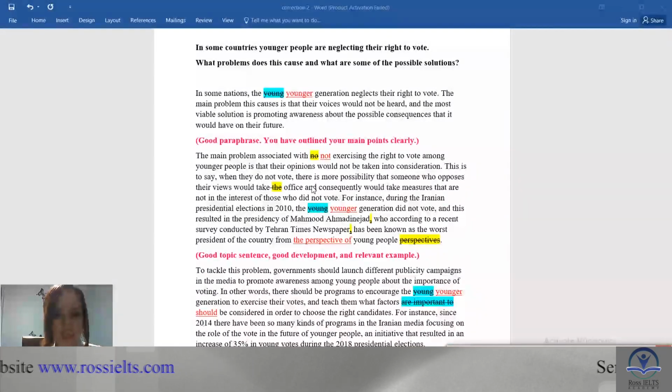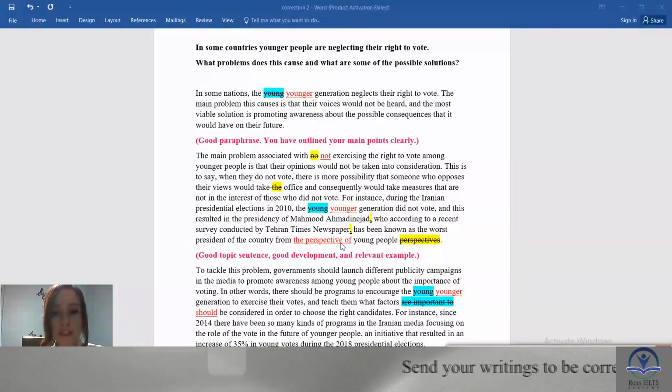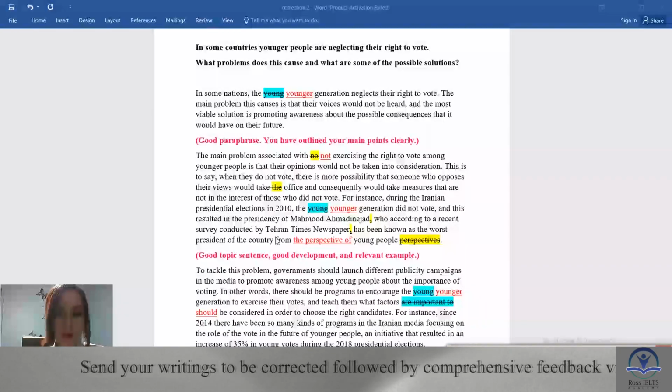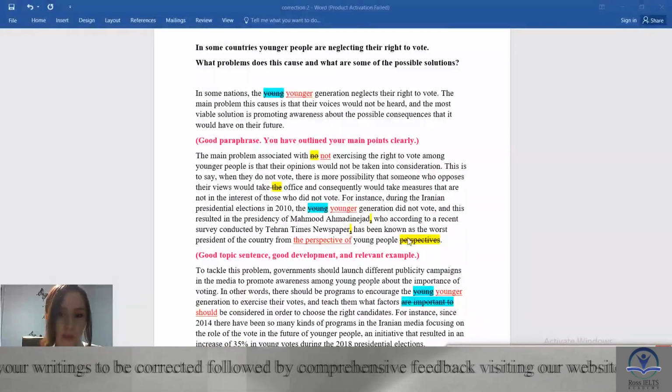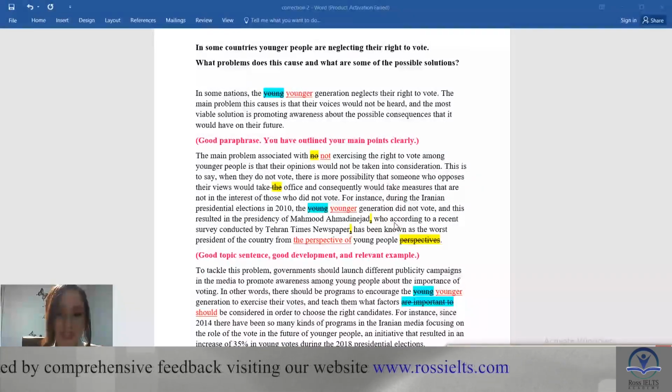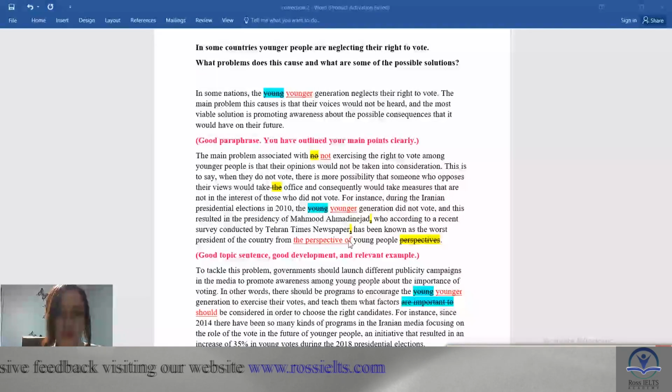Take office. Next one is, instead of saying "president of the country from the perspective of young people perspectives," we should say "from the perspective of young people." This is not the correct collocation here. And also there are 2 punctuation problems here. You should know that punctuation is important in grammar. In this criteria, your punctuation will also be evaluated.